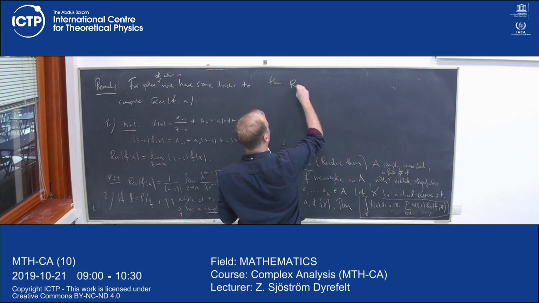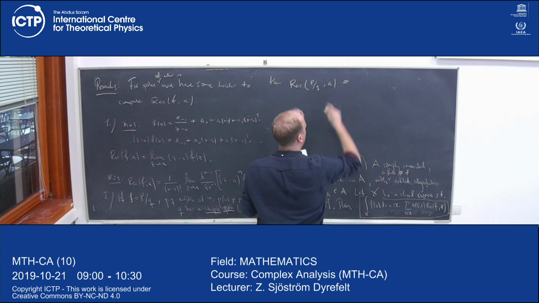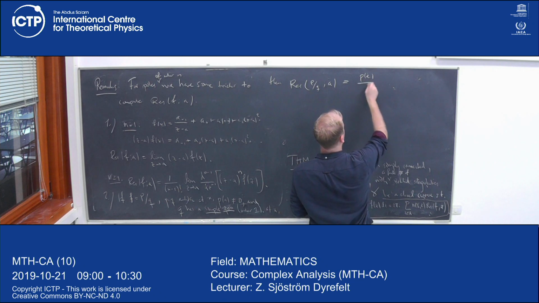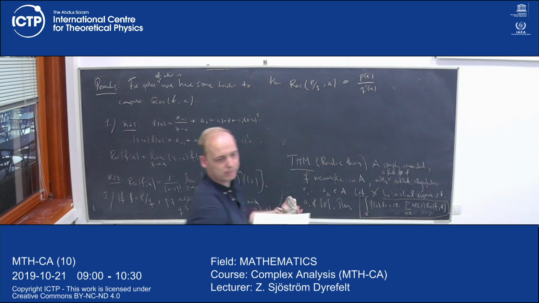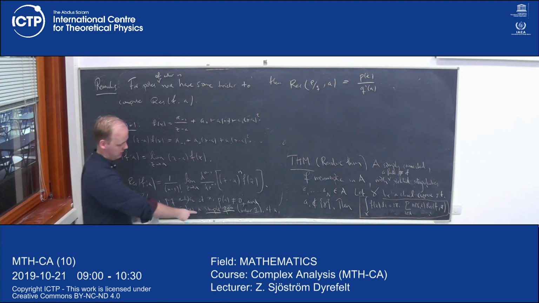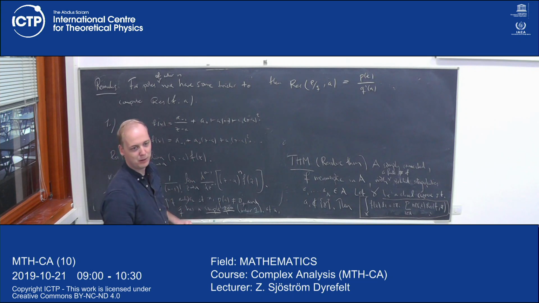So then, the residue of f equals p over q at a is equal to p of a divided by q prime of a. Okay, and then if this zero of q is not simple, so if you have a higher order pole of 1 over q, then you can get this kind of formulas, but they are much more complicated. Don't know if you know it.